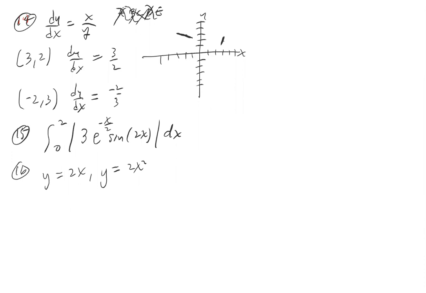So I'm going to draw the graph here. y equals 2x is a line, and y equals 2x squared is a parabola opening up with vertex at the origin, so it looks like this. Here's the region right there. The points of intersection are at 0 and, you can tell just by looking, 1, because if you plug in 1, both equations come out to 2.